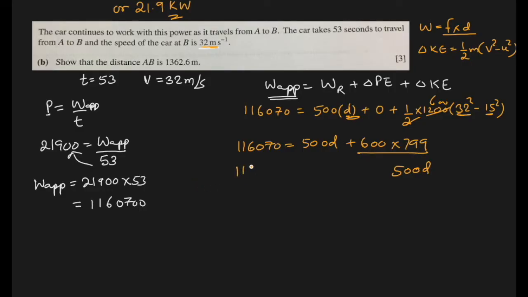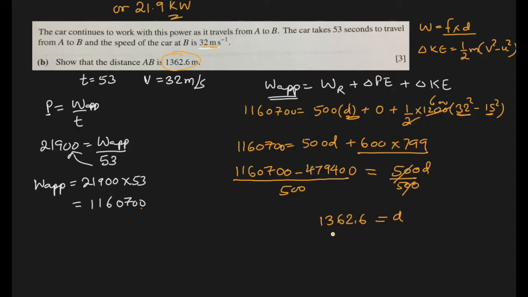So 1,160,700. Oh, there are 2 zeros. Okay, I forgot to transfer it well. Minus 479,400 equal to 500d. Divide both sides by 500. So that cancels and we get distance, and I'm sure the distance will be 1362.6.